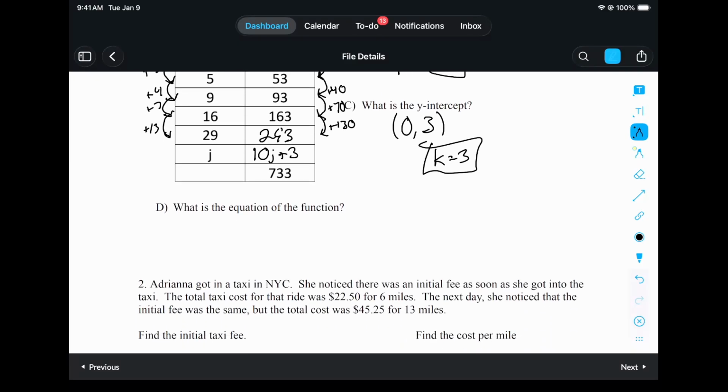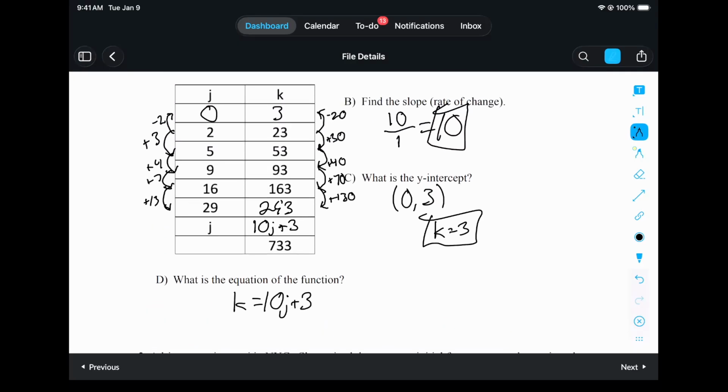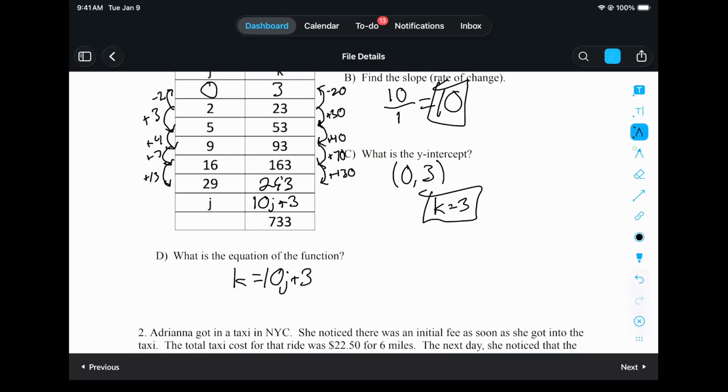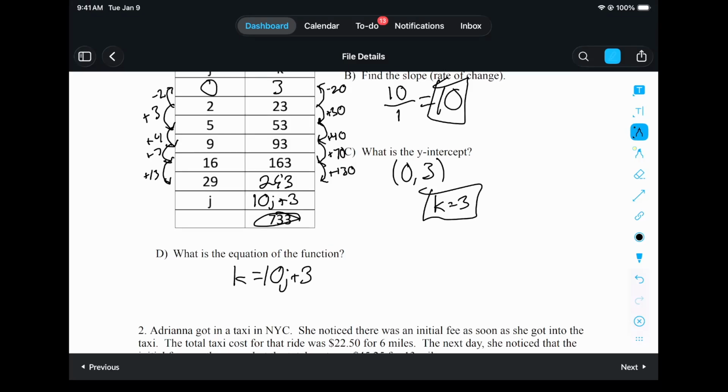So what is the equation of the function? K equals 10j plus 3. It's whatever your expression was. Like, when you input j, how do you find k? You take j, and it's 10j plus 3. So knowing this, we can work backwards, right?